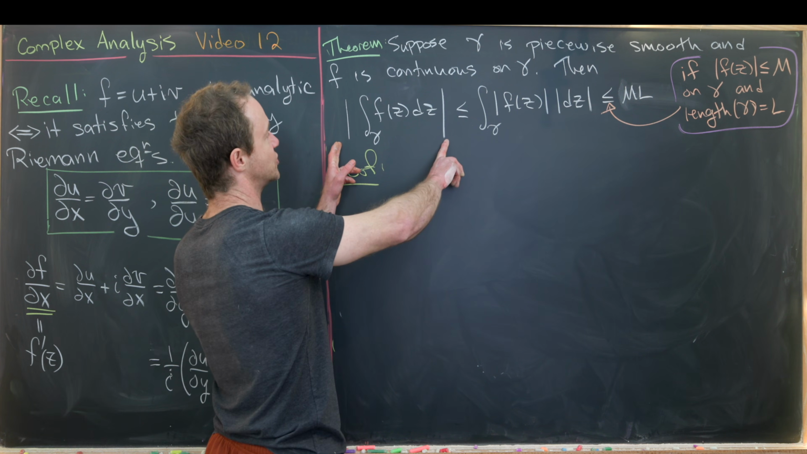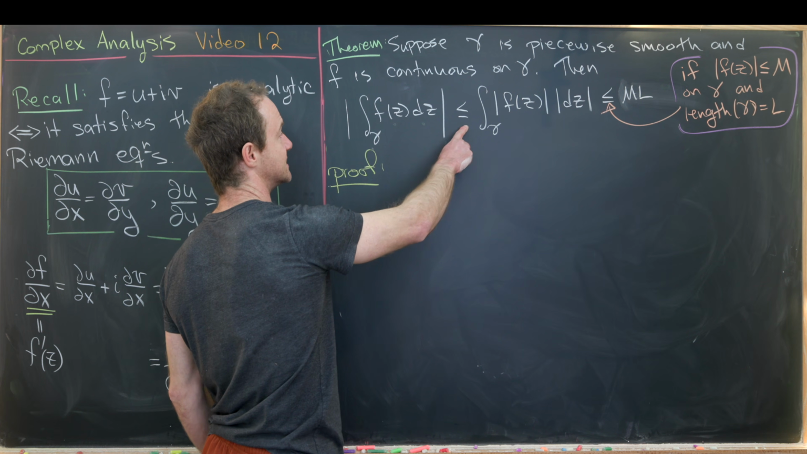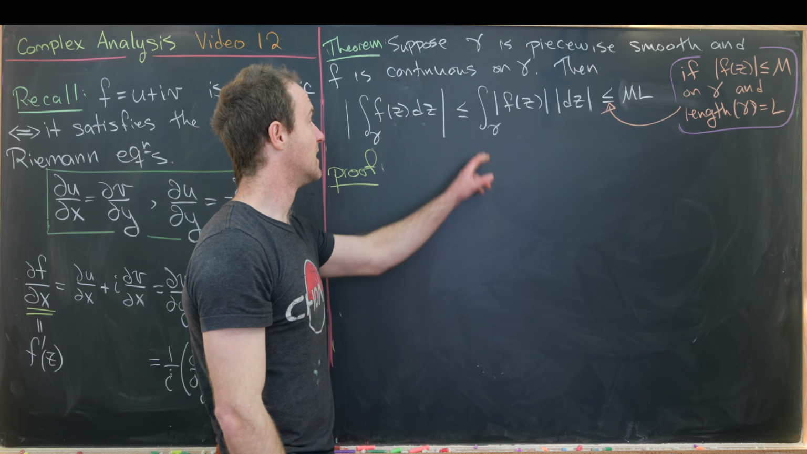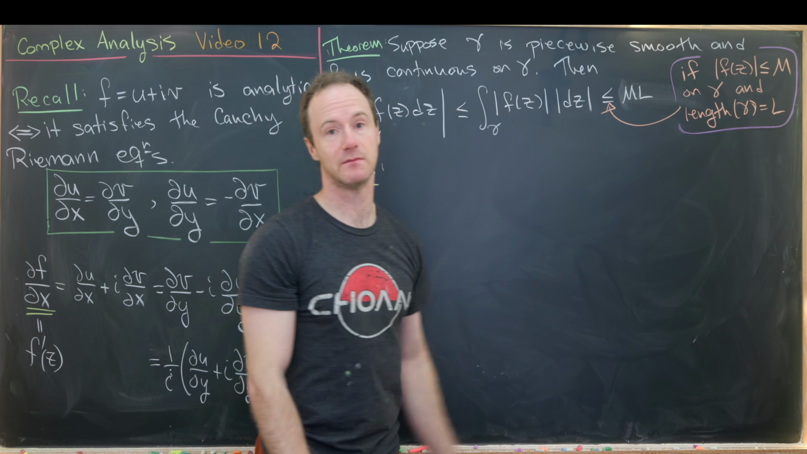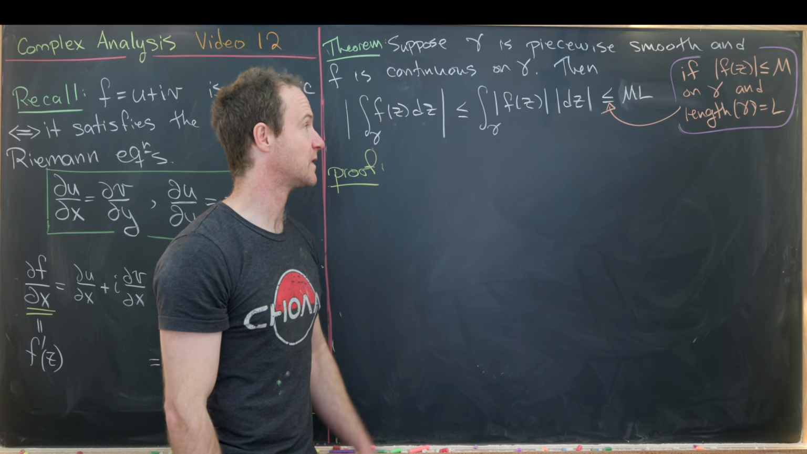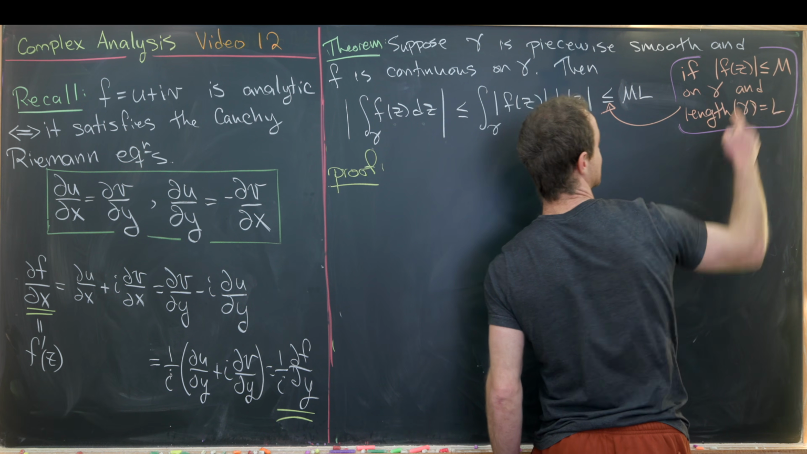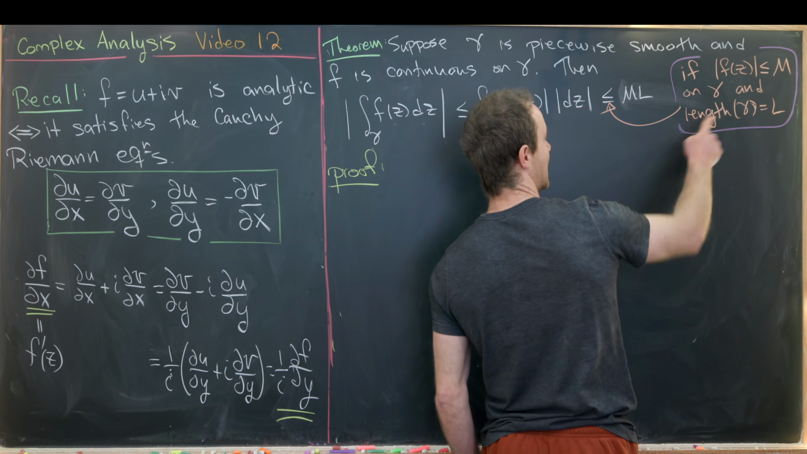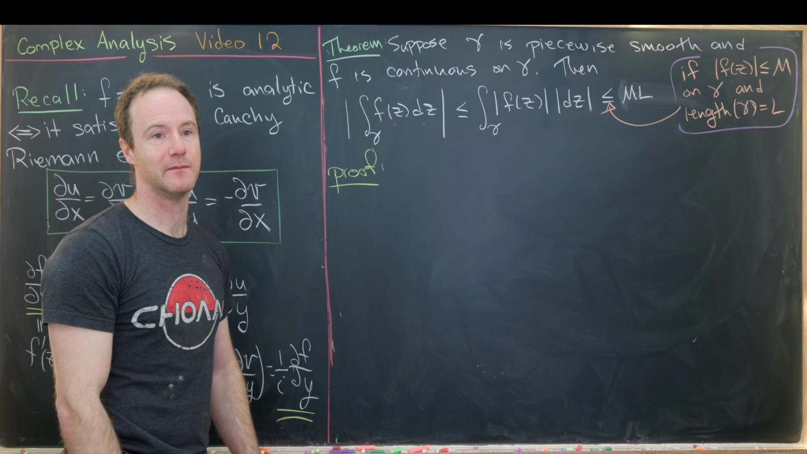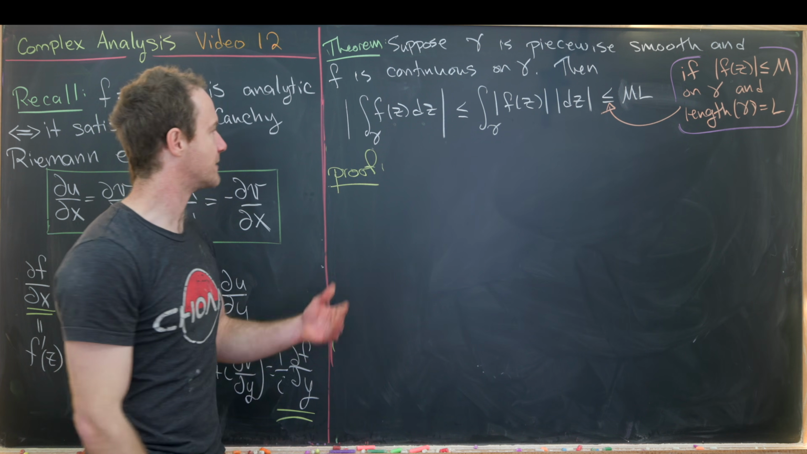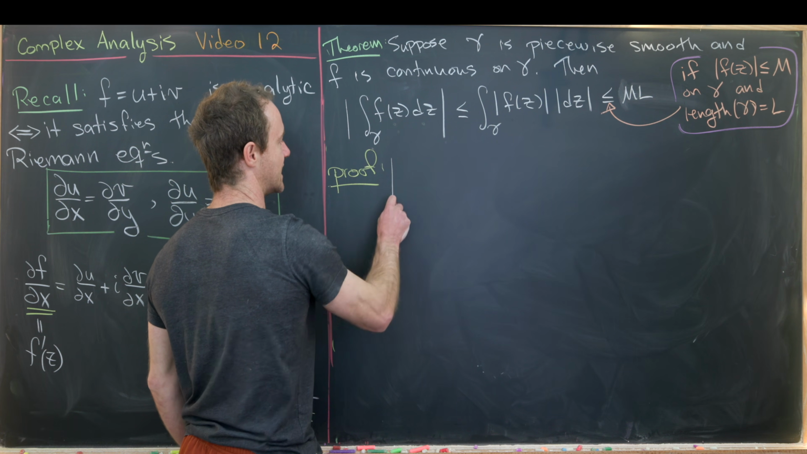That says the modulus of the integral over gamma of f(z) dz is less than or equal to the integral over gamma of the modulus of f(z) times the modulus of dz. And then furthermore, if the modulus of f is less than or equal to M on gamma and the length of gamma is L, this is less than or equal to M times L. Okay, so let's see how this goes. We'll start at the left-hand side and work all the way to the right-hand side.